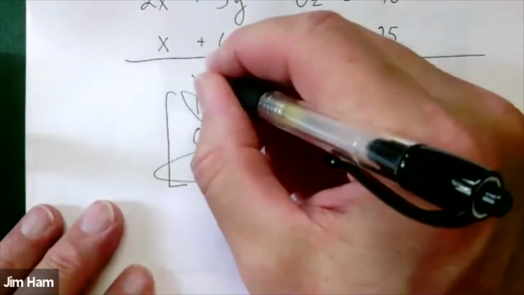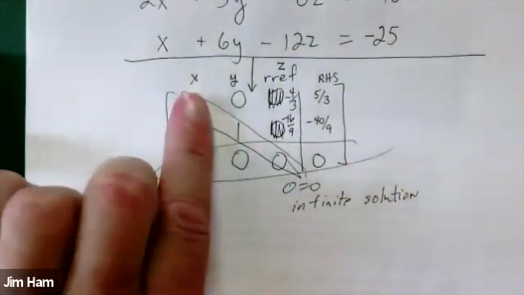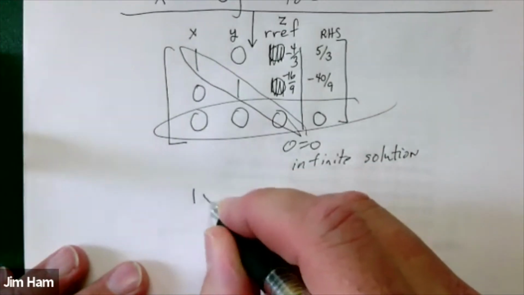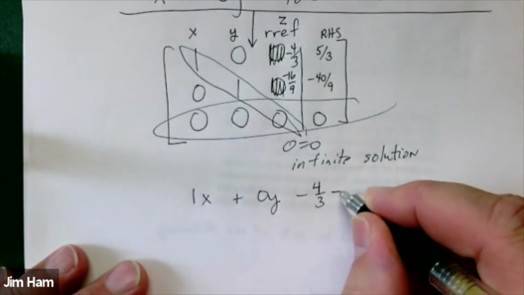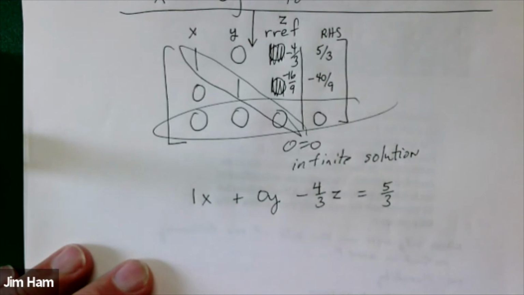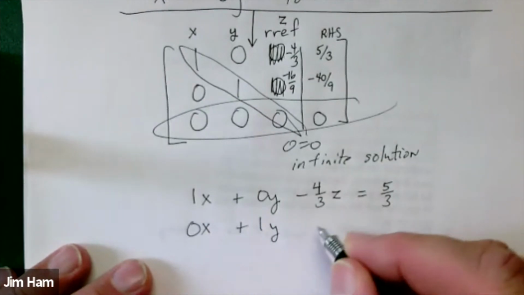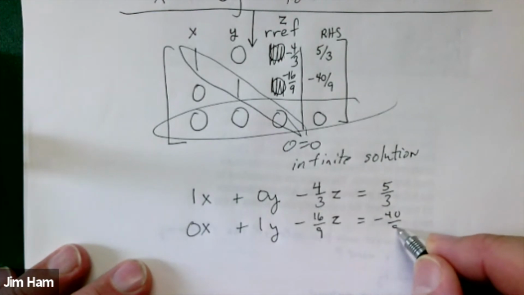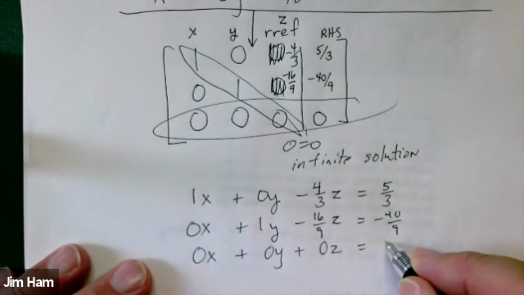All right, so we have the x column, the y column, the z column, and then the right-hand side. So all of the coefficients here have a variable attached to them. First row, that's 1x plus 0y minus 4/3 z. Sorry about working with fractions, but you're going to encounter them, equals 5/3. That would be the first equation. The second equation is 0x plus 1y minus 16/9 z equals negative 40/9. And 0x plus 0y plus 0z equals 0.